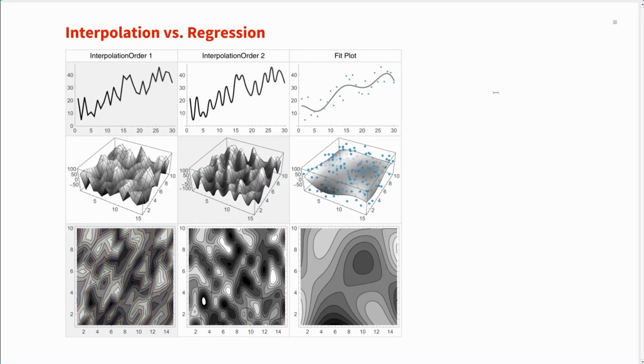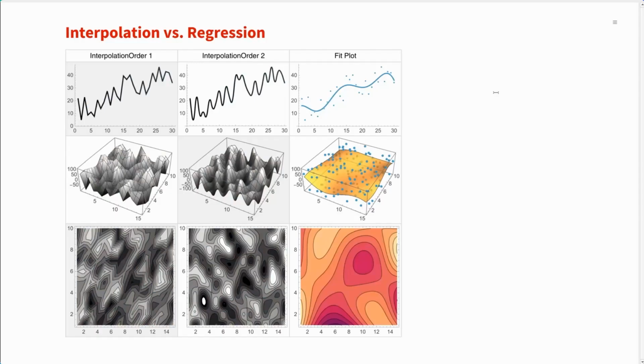So now let's look at some visual differences between the standard plots and fit plots, and then we can look at how these new fitting features work. The thing to keep in mind is, as I mentioned before, in the standard versions of plots, the lines and surfaces use some form of interpolation. So in this grid of plots, the first two columns show the plots with interpolation order set to 1 and 2 respectively. The plots with interpolation order 2 are a little smoother, but the lines and surfaces go through every data point.